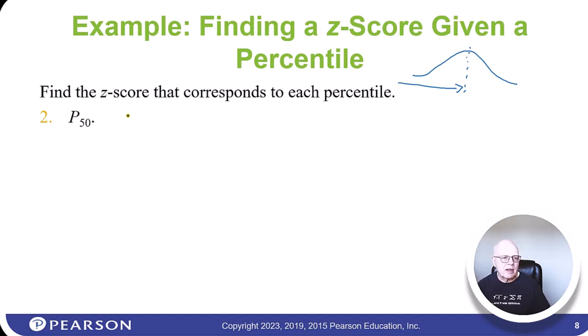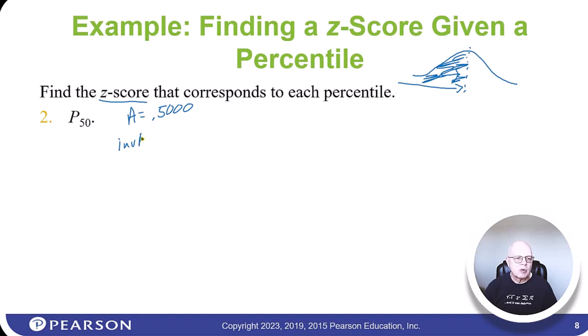So the area that we're talking about is 0.5000. And since we're looking for a z-score, a value, we're going to use inverse norm on the calculator. We'll put 0.50 in here, a couple more zeros if you want to, that's up to you. We want the z-score, so this is the curve we're talking about.